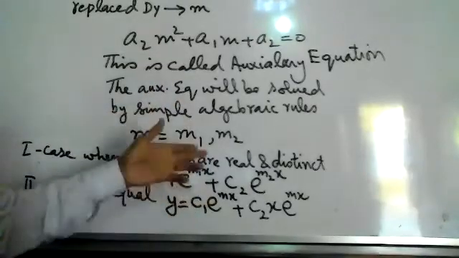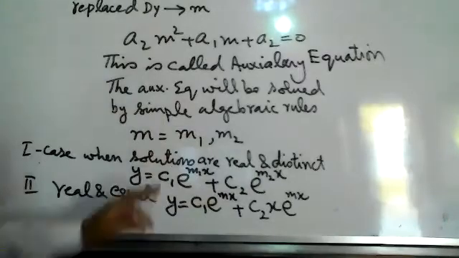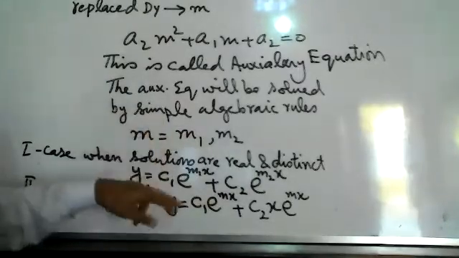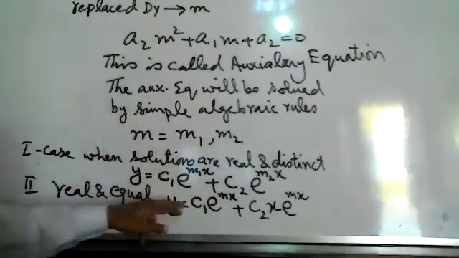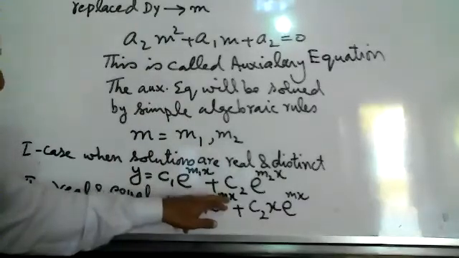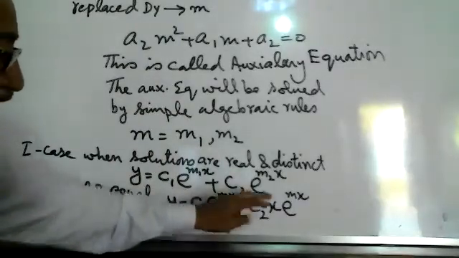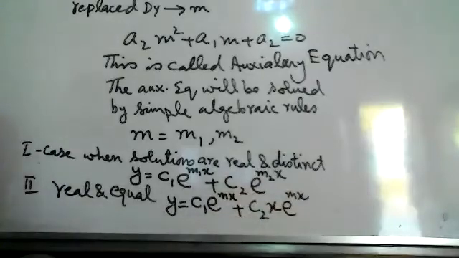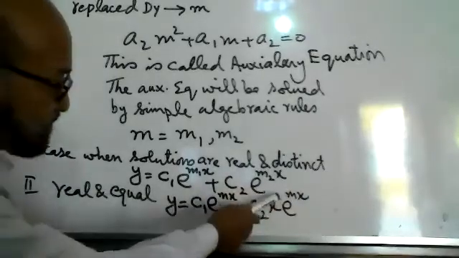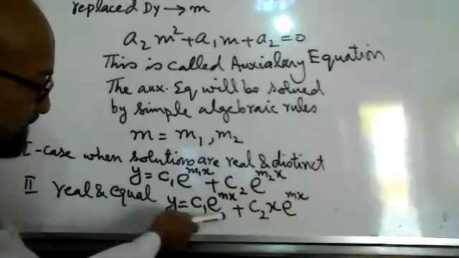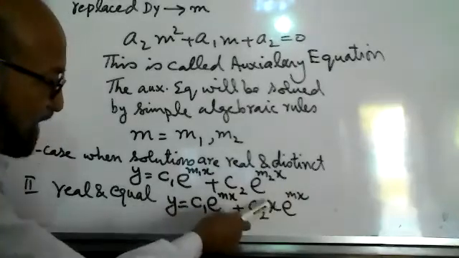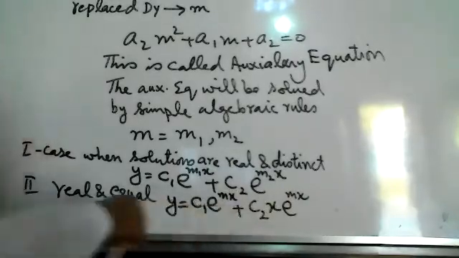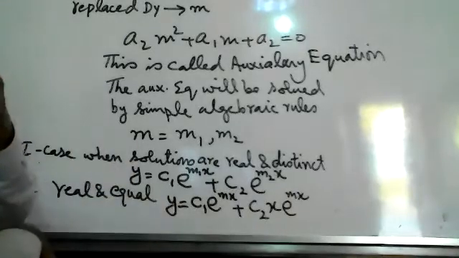Suppose that is m, or root 2. So we will write C1 e raised to power root 2 x plus C2 x e raised to power root 2 x. So there is the difference of x only between this term and this term, and this is C1, this is C2. This is the second case.